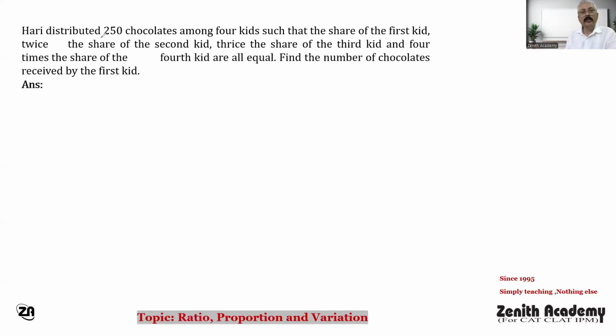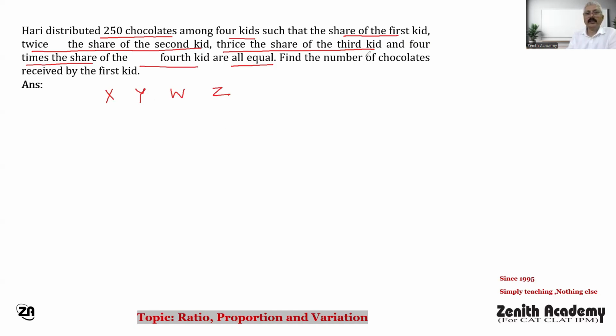In this question, Hari distributed 250 chocolates among 4 kids, such that the share of the first kid twice the share of the second kid, thrice the share of the third kid, and 4 times the share of the fourth kid are all equal. So suppose the first kid's share is X, the second is Y, the third is W, and the fourth is Z. So X, Y, W, Z are the shares of all four kids respectively.